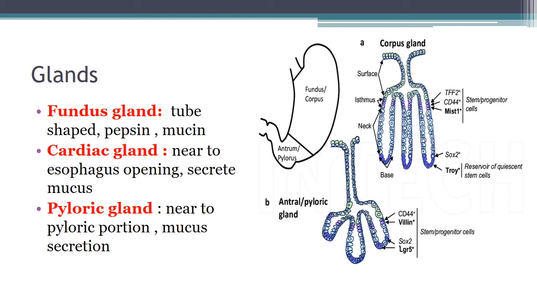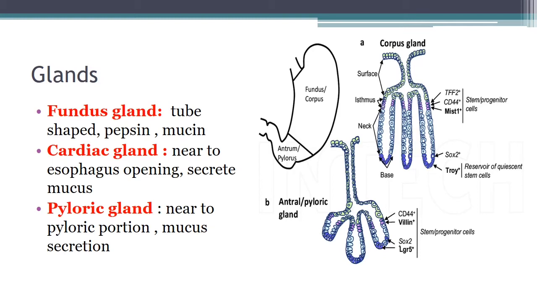The glands of the stomach. First one is the fundus gland, second is the cardiac gland, and third is the pyloric gland. The fundus gland is in the fundus area. It is tube shaped, and pepsin and mucin are secreted through the fundus gland.